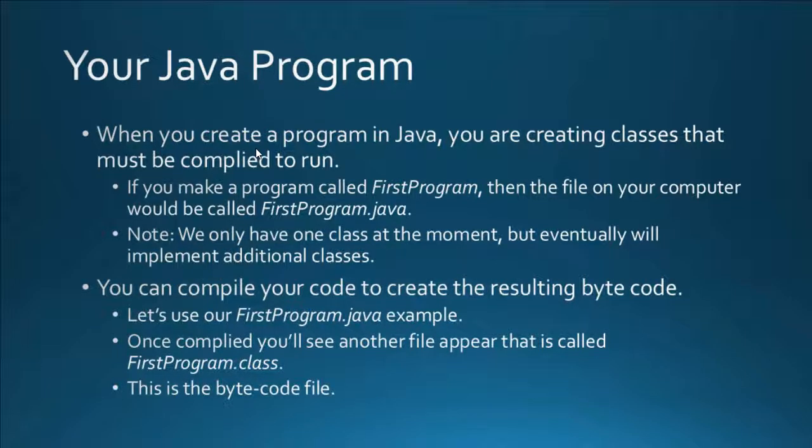We can compile our code in order to create the resulting bytecode. So let's use our firstprogram.java example that we just talked about. Once we compile it, we're going to see another file appear called firstprogram.class. This is the bytecode file.